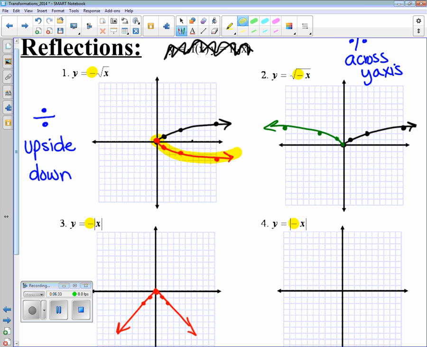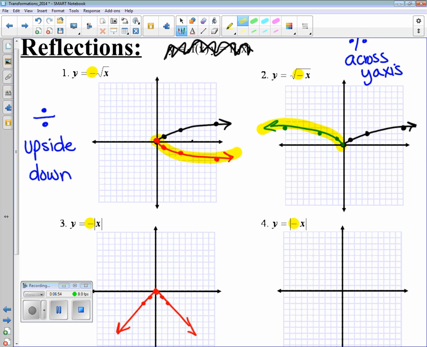So when the negative sign is underneath the square root, we flip across the y-axis. Make sure you're putting arrows at the end of these graphs, because they do continue. They don't just stop. And they look like this. I'd like for you to try number 4.